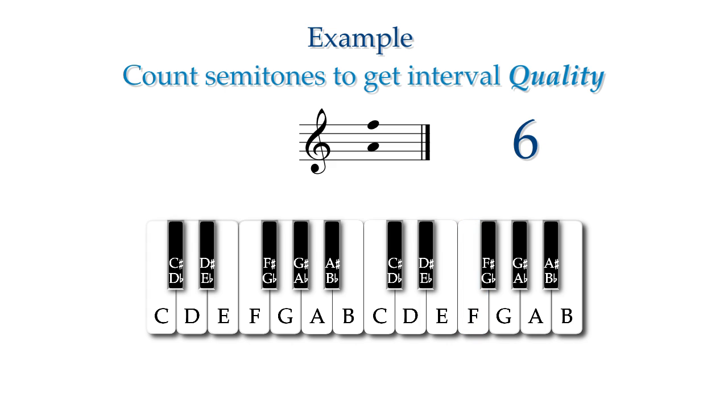Now we can count half steps to determine the quality. Starting on the piano keyboard, A to A is moving 0 half steps. Up to B flat is 1 half step. To B is 2. C is 3. C sharp is 4. D is 5 half steps. D sharp is 6. E is 7. And F is 8 half steps above A. A sixth that is 8 half steps wide is a minor sixth.